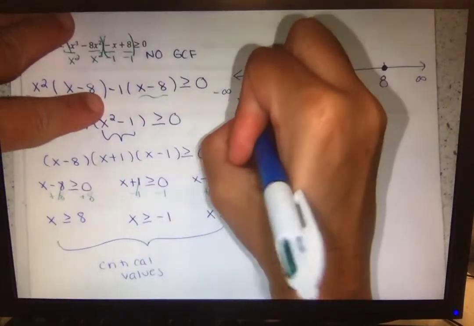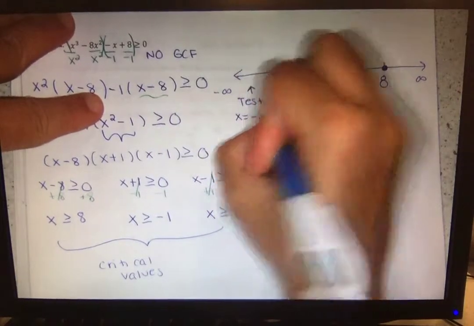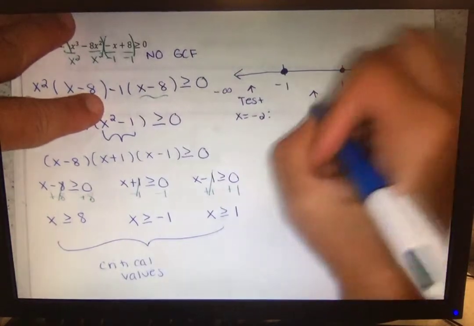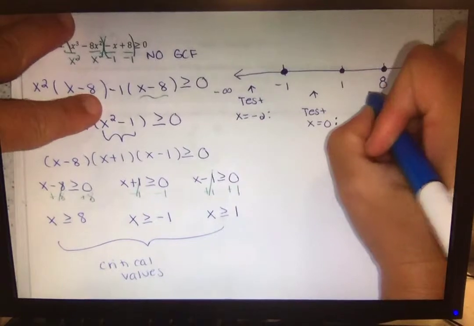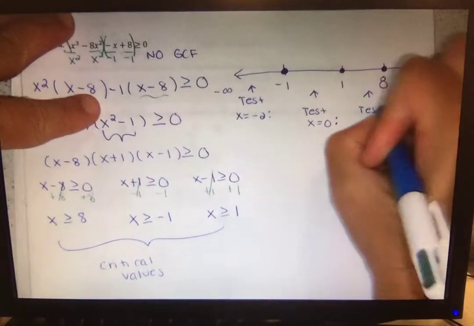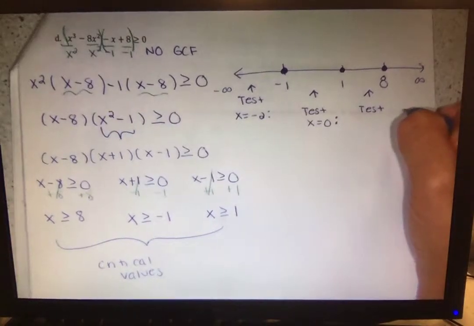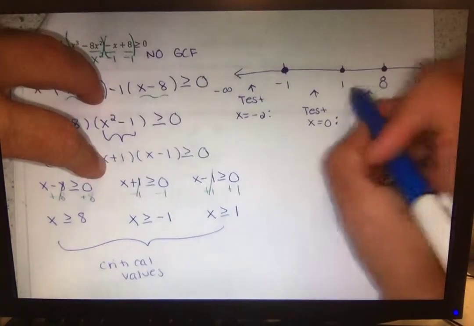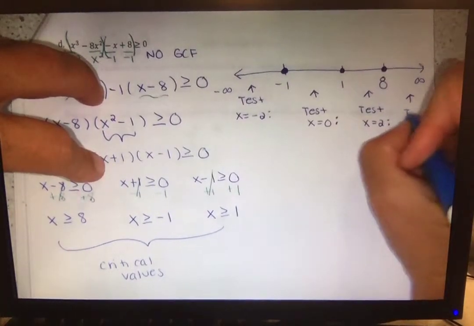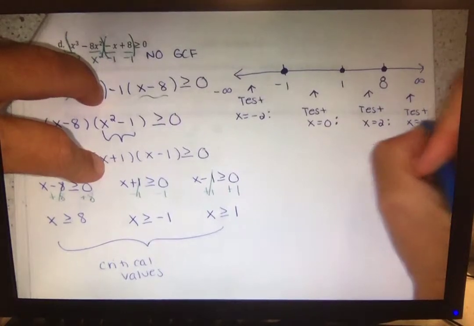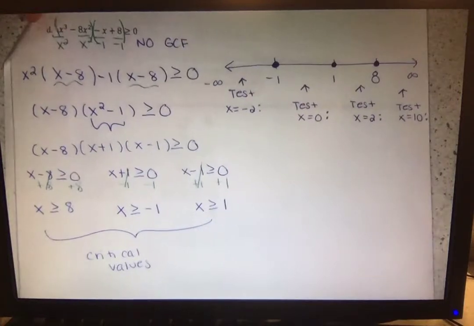So what number do you want to test between negative infinity and negative 1? Negative 2. Between negative 1 and positive 1? 0. By the way, sometimes you might have to plug in a fraction or a decimal. If it's between 1 and 2, you can plug in 1.5. So between 1 and 8, 2. And then between 8 and infinity, 10. So it gave us numbers to test.